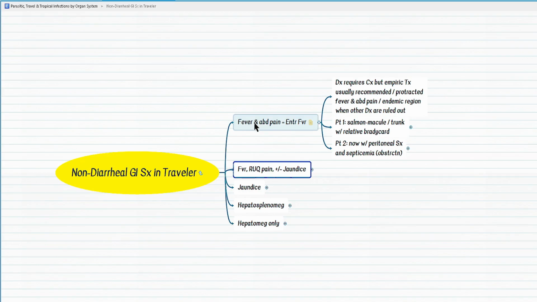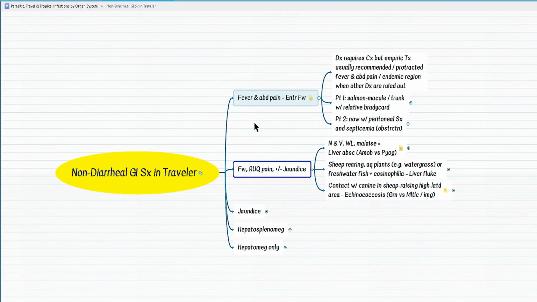Now let's discuss some more cases with focus on hepatobiliary tree and reticuloendothelial system involvement in travelers, beginning with a patient with fever, right upper quadrant pain, with or without jaundice. What are the differential diagnoses in this patient? Differentials include liver abscess, liver fluke, and echinococcosis.